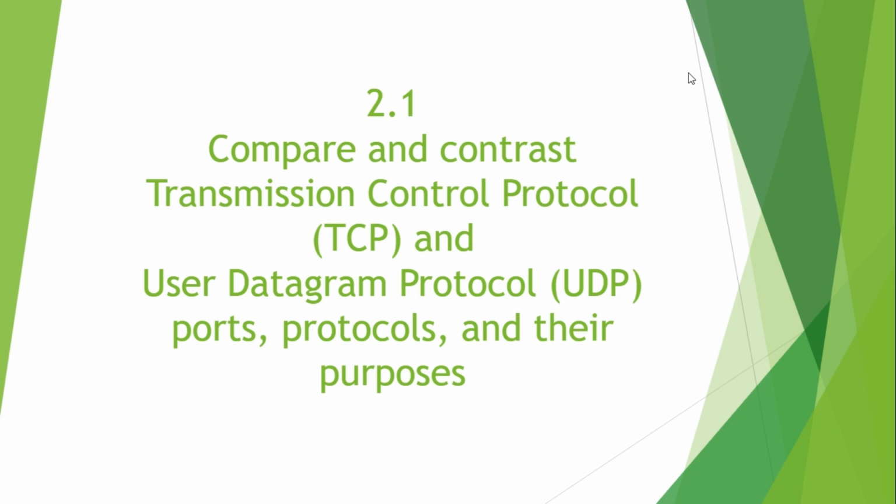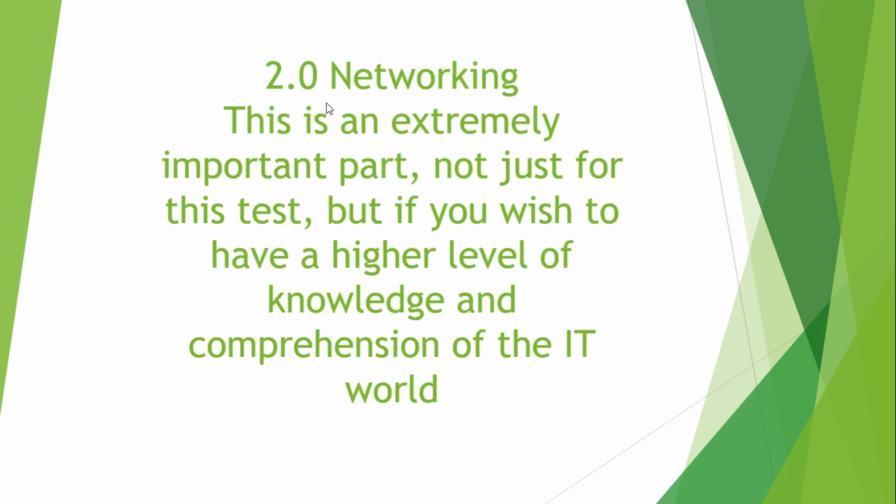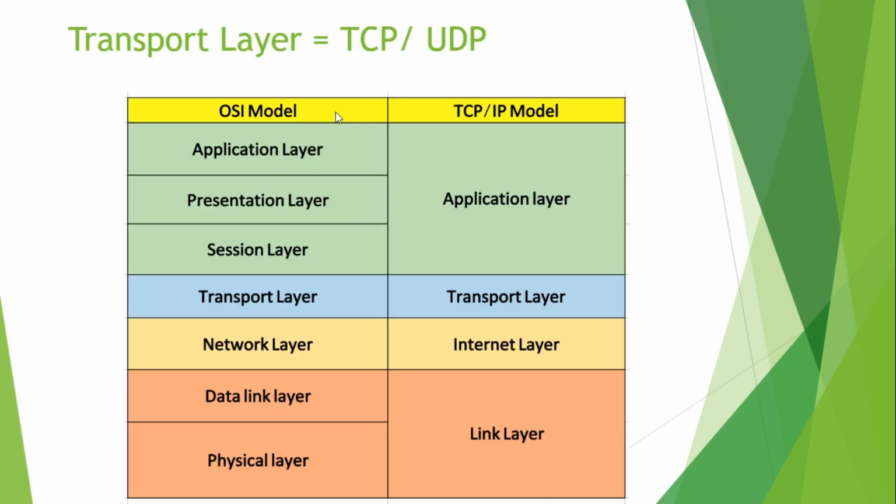So we're talking about 2.1, compare and contrast Transmission Control Protocol, TCP, and User Datagram Protocol, UDP. Ports, protocols, and their purposes. So we are on section 2.1. This is a highly critical aspect of not only CompTIA A+, but IT in general. And remember, we are on the section of 2.0 networking. This is an extremely important part, not just for this test, but if you wish to have a higher level of knowledge and comprehension of the IT world. So let's go straight to it.